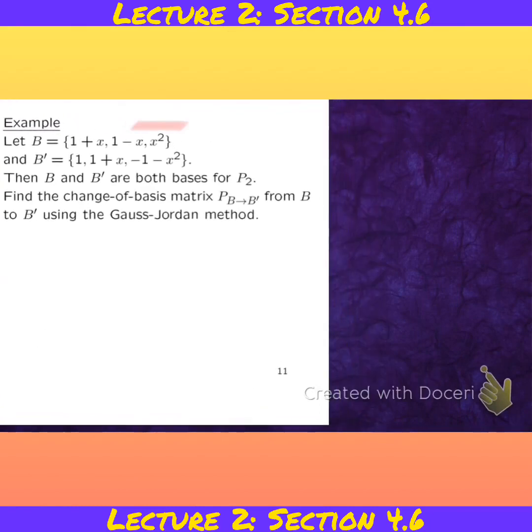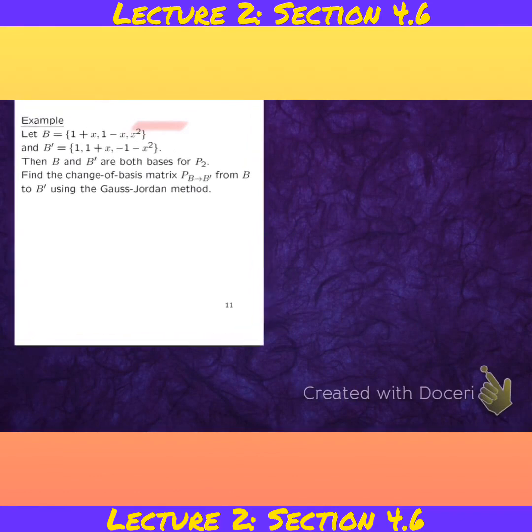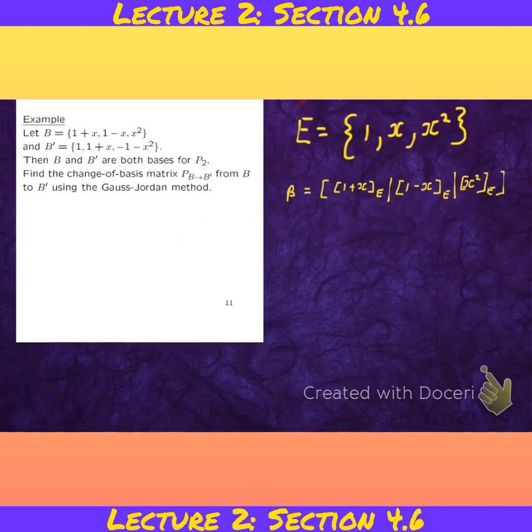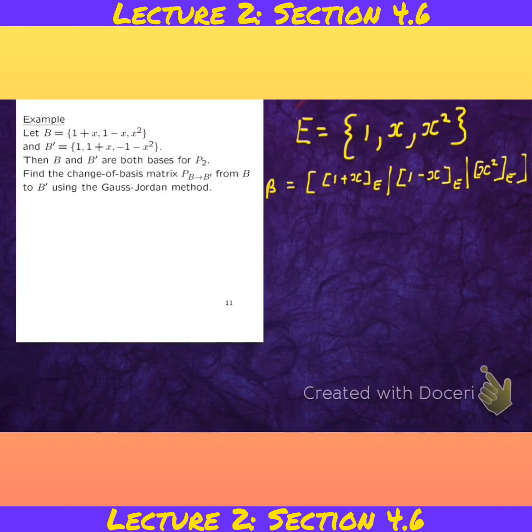Okay, so what we need to establish first is, what is the standard basis for P2? We know the standard basis for P2 is 1, x, x squared. Right, so what is the matrix B again? The matrix B is this matrix. It's the matrix with the columns. You take the vectors of B and you write them as linear combinations of the standard basis.